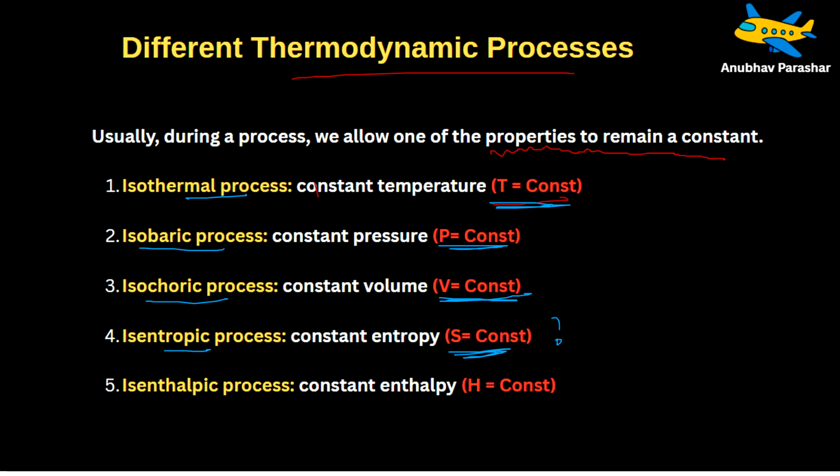Yes, we are going to understand what entropy and enthalpy are later on, but let us just learn the terms first. We are going to understand it in detail. And if the enthalpy is constant, we call it an isenthalpic process. And if none of these properties are constant, if it follows something else, then we call the process a polytropic process, if all these processes are not being followed.